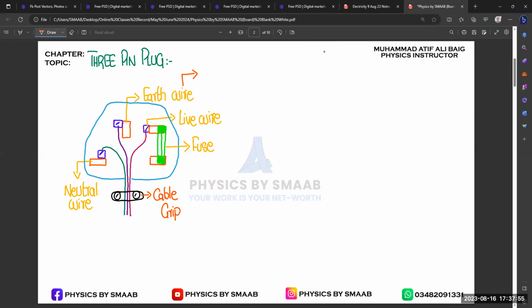What's the difference between the three-pin and the two-pin one? In the two-pin we have a live wire and a neutral wire, the positive and the negative, right?